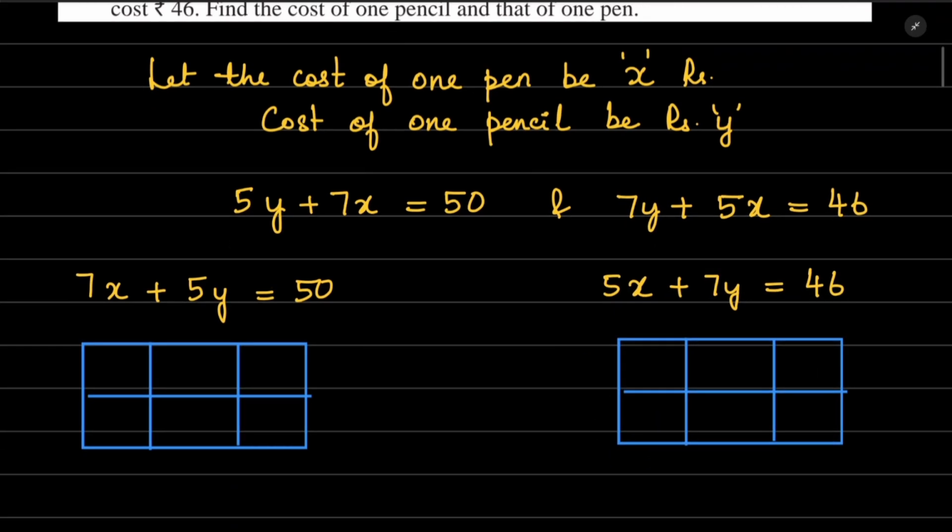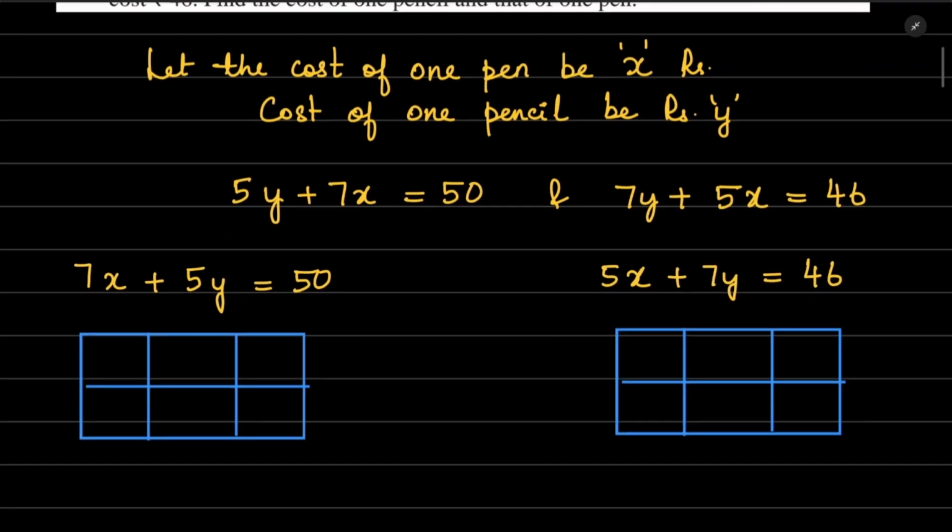Okay, now for the first equation, we have to again as usual find at least minimum 2 points in order to draw the straight line graph. So here let this be your x and this is your y. For the first one, if your x is 0, what will be your y? If x is 0, this entire term becomes 0. So 5y equal to 50, y is equal to 10. This is your first point.